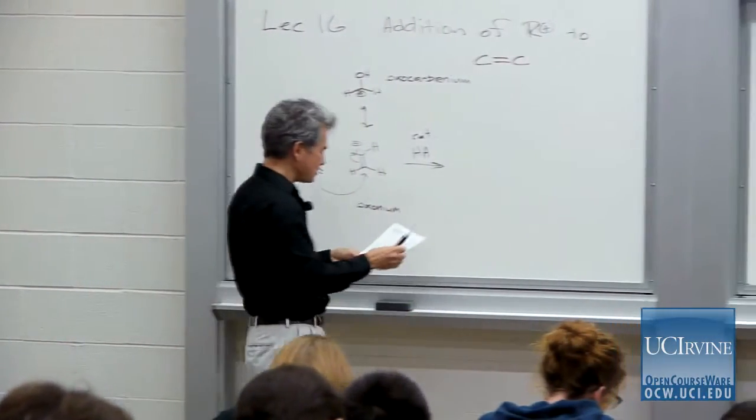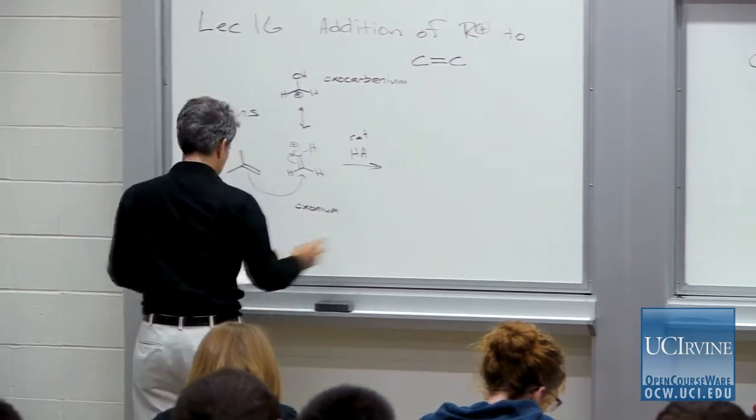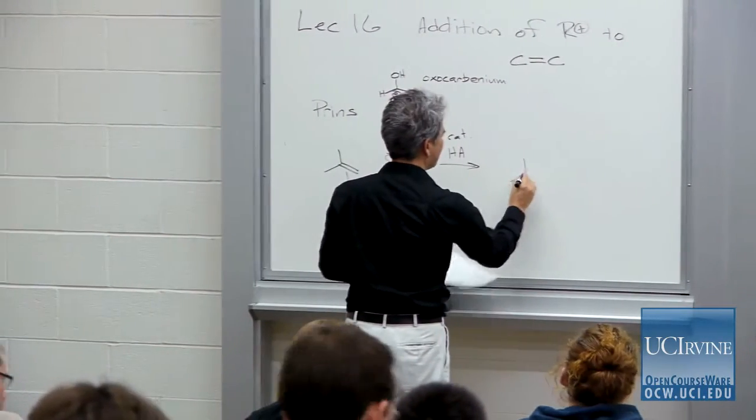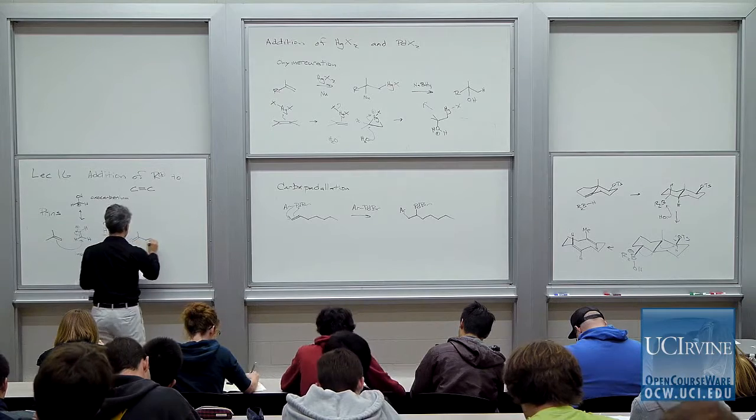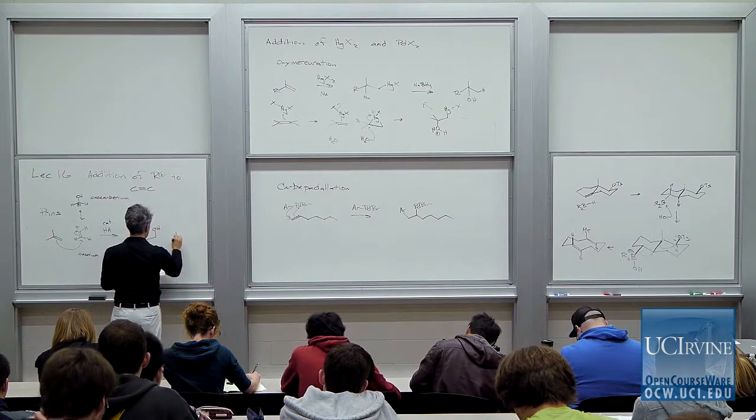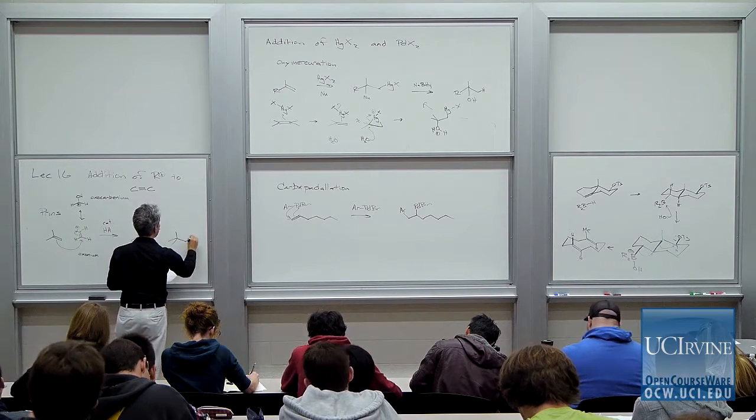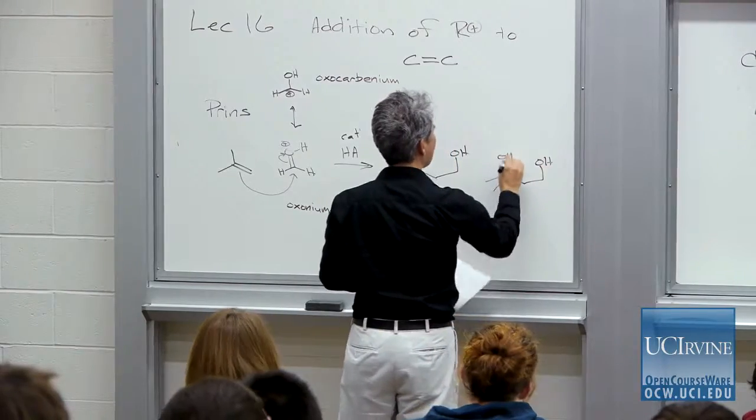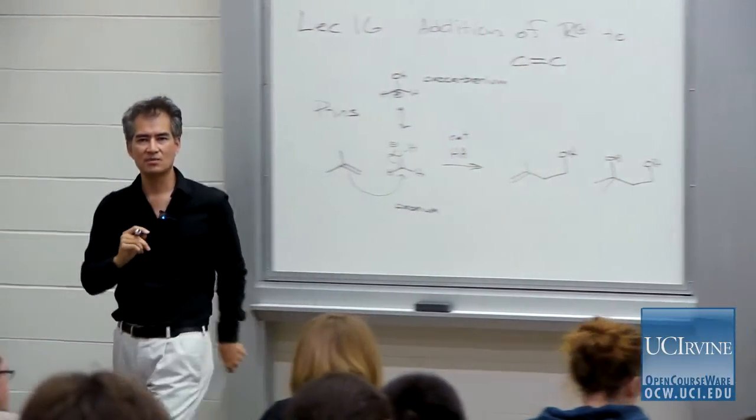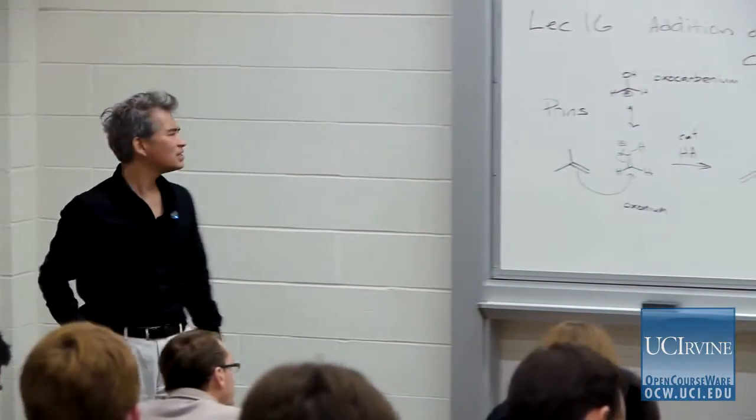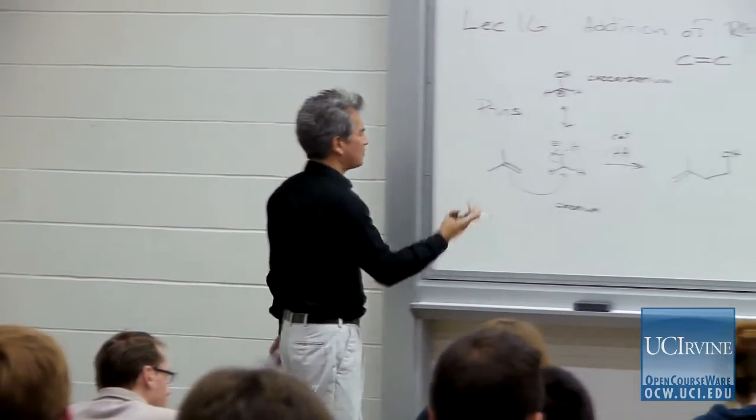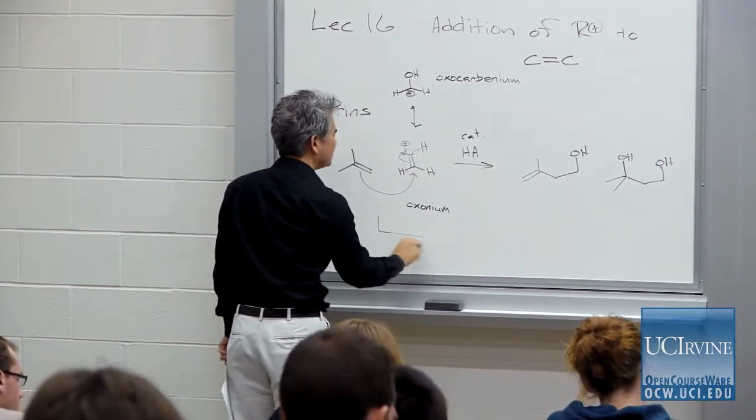Okay, so this is the basis for the Prins reaction. Let me draw the final product so we can see what's going on. In the original Prins work, you get 2 types of products, and both of them have new carbon-carbon bonds. So here's the 2 products that Prins was getting when he studied these reactions. And so what's the origin of these 2 different products? They look kind of different.